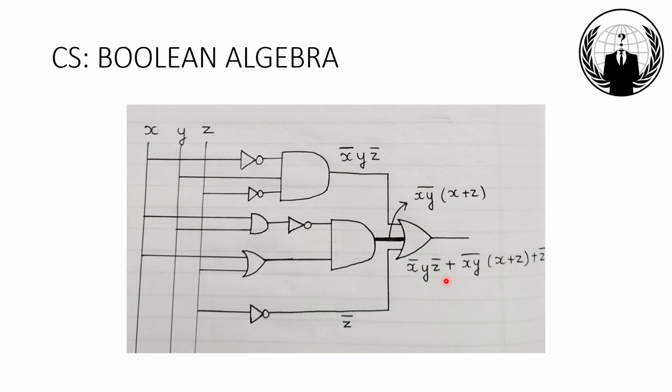And as in this case, these are sums of products. So for the sum we will use the OR gate. We will combine all these terms by the OR gate, and we will finally get the output or the result.